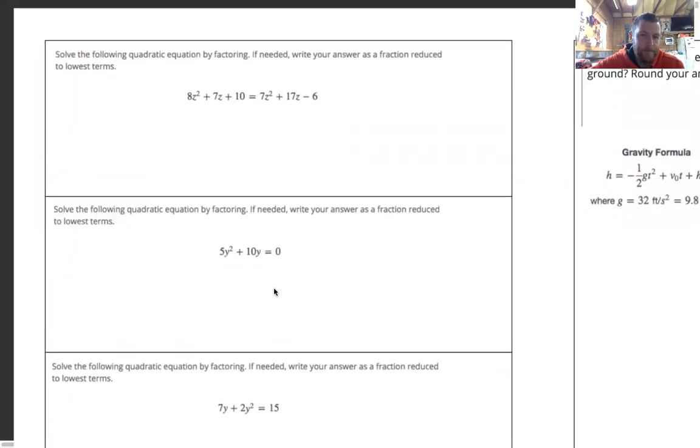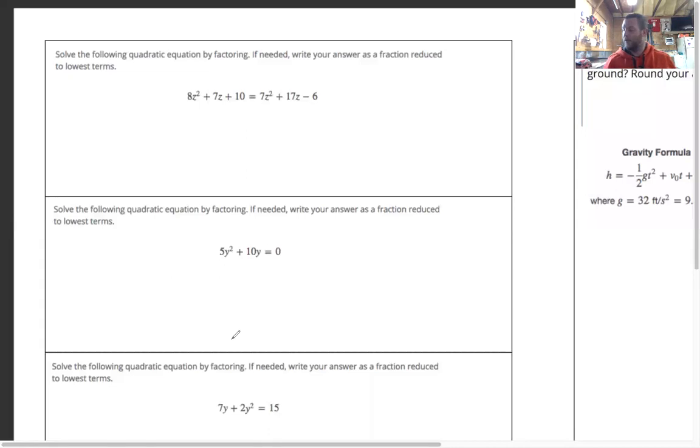All right. Next one. Solve the following quadratic equation by factoring. Okay, so you had the quadratic equation, which is always available to use. You could always do that. And then sometimes it's going to ask you to do it by factoring, which is a little bit easier than doing the quadratic equation method.